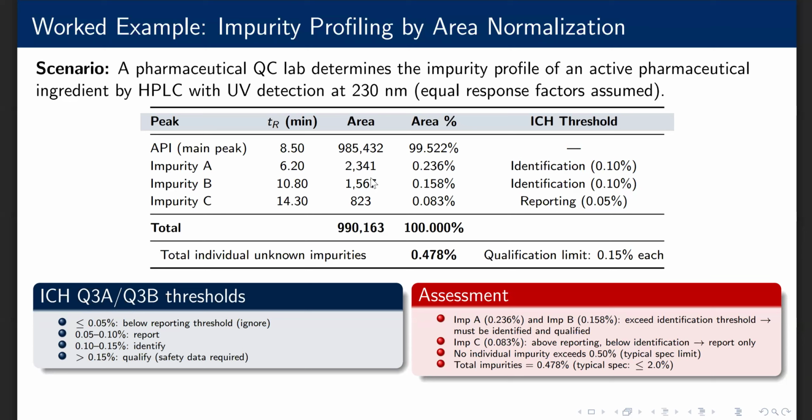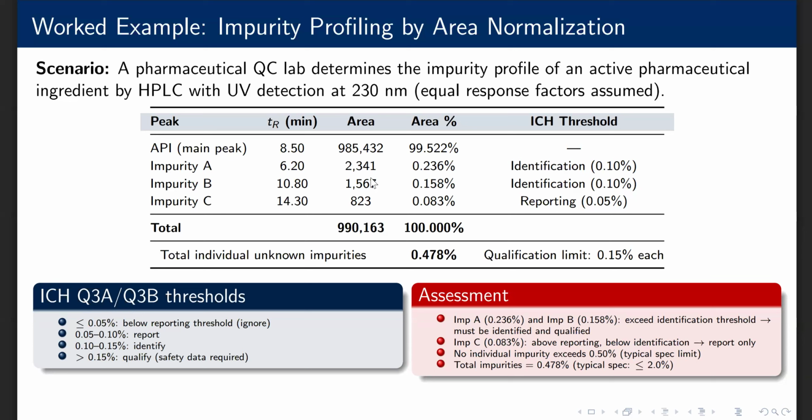ICH guidelines, Q3A and Q3B, define action thresholds based on the impurity level. Below 0.05%, you do not even need to report it. Between 0.05 and 0.1%, you must report the level. Between 0.1 and 0.15%, you must identify the impurity structurally. Above 0.15%, you must qualify it, meaning you need toxicological safety data to demonstrate the impurity is safe at that level.